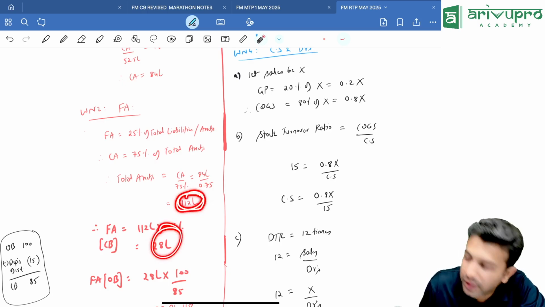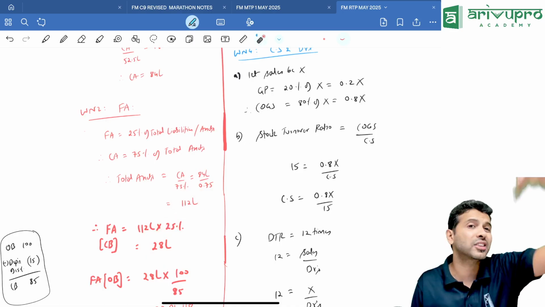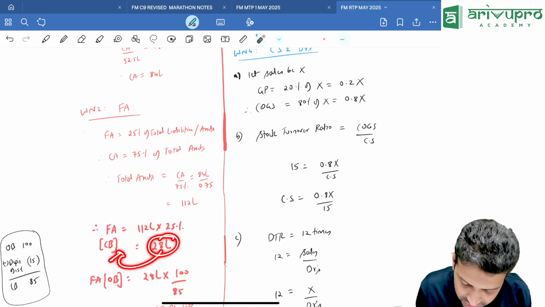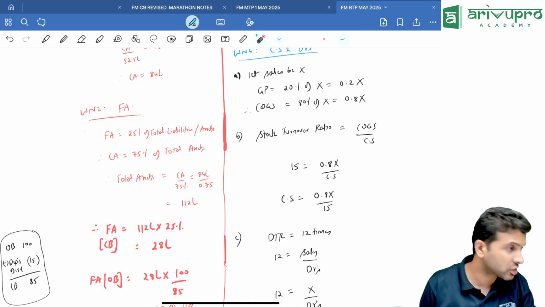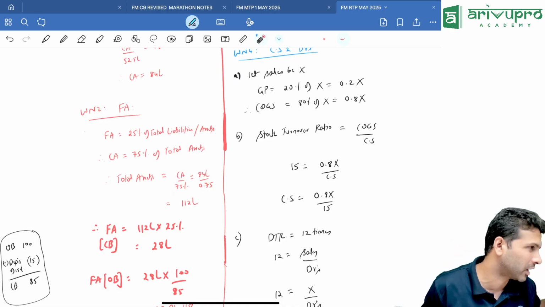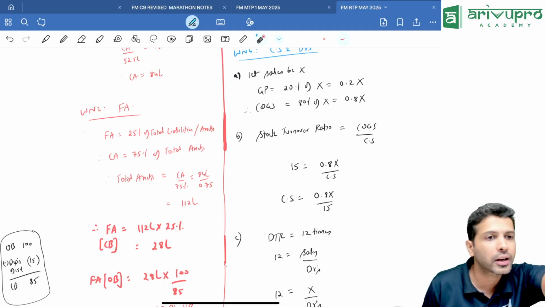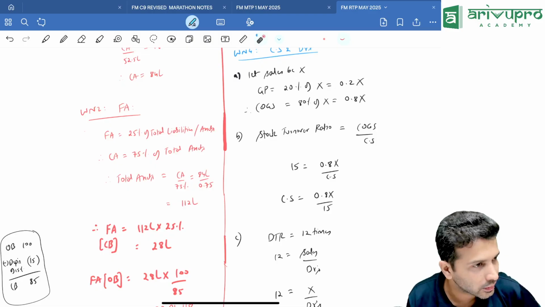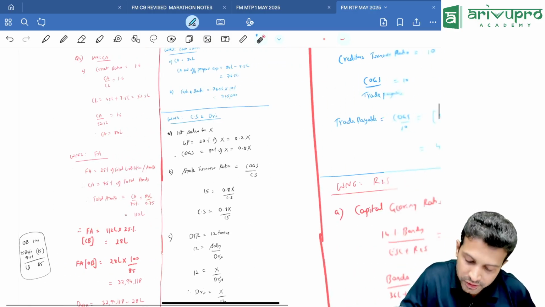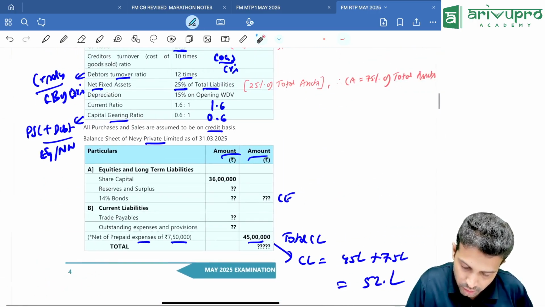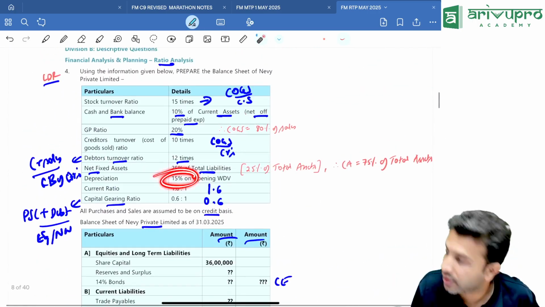Using this, if you find fixed asset, you will get the fixed asset balance at the year end. That means this 28 lakh is the fixed asset closing balance, because in this problem they asked you for the fixed asset opening balance, depreciation, and closing balance also. Clear? They told what in the problem? Depreciation is 15%. Where is that? They told depreciation is how much?